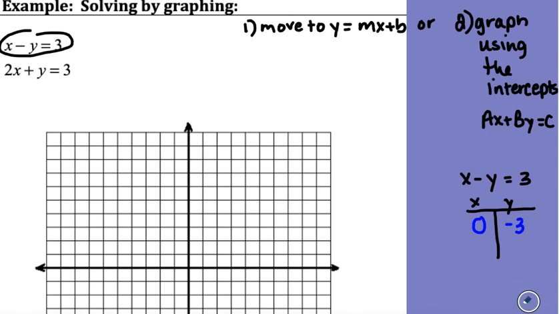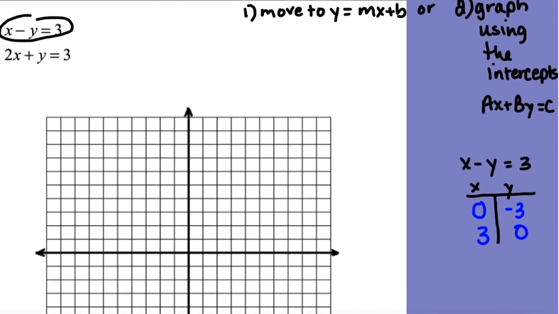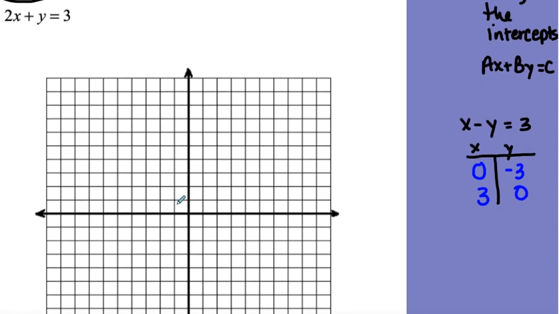If y is 0, I call this the cover-up method. I can just cover up y, so then x would be 3. Those are my points. I'm going to graph them in blue on my graph. So I've got 3, 0 on the x-axis and 0, negative 3 on the y-axis. I'm going to try and use a ruler if I can. And I'm always going to make sure that I go off the graph, and I'm going to put arrows at the end. And I'm going to label that x minus y equals 3.